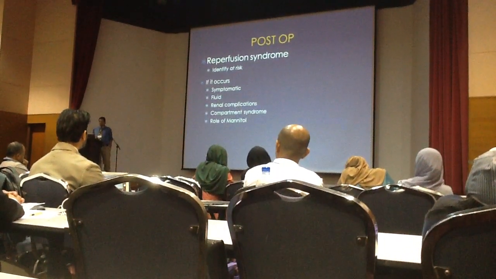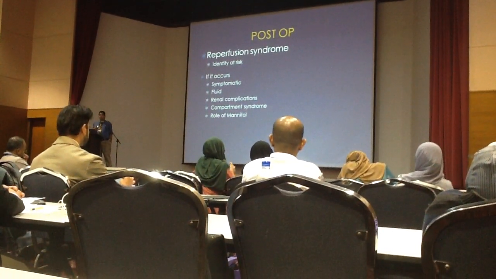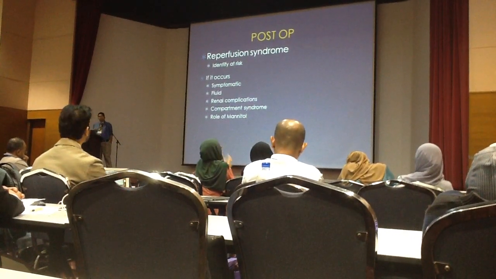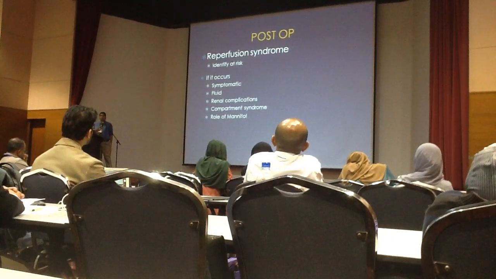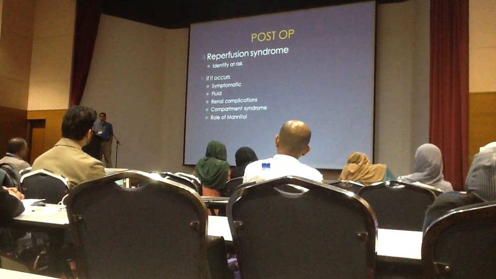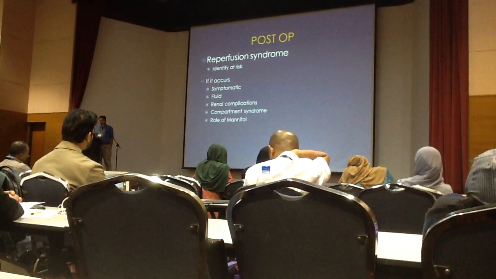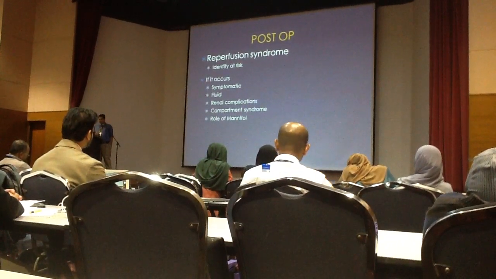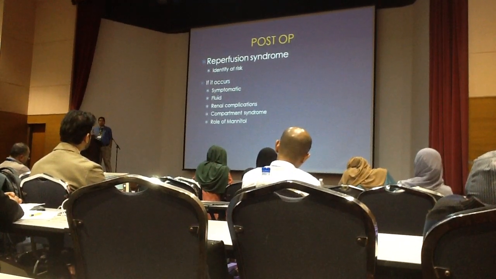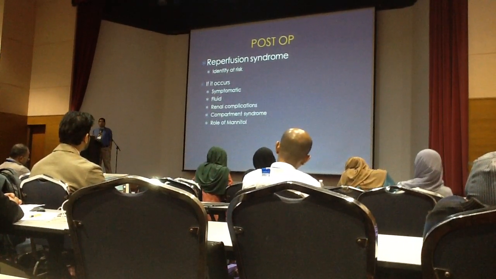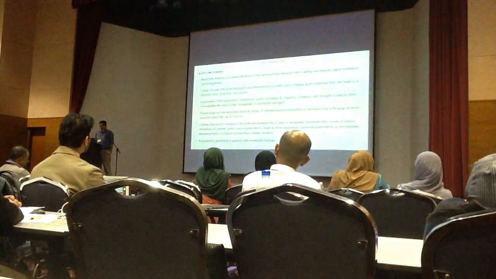Okay, just one slide on post-operative reperfusion syndrome. You need to identify the patient at risk. This starts when your patient is presented. If you're dealing with ischemia, you need to check your levels of CK. Before it occurs, you can help by reducing the risk by rehydrating the patient. And of course, the treatment is symptomatic, fluids, and addressing the renal complications. Don't forget about compartment syndrome. When you have re-established flow, most of these patients, especially in the lower limb, you need to do your fasciotomy. Okay, and of course the role of mannitol to reduce it.